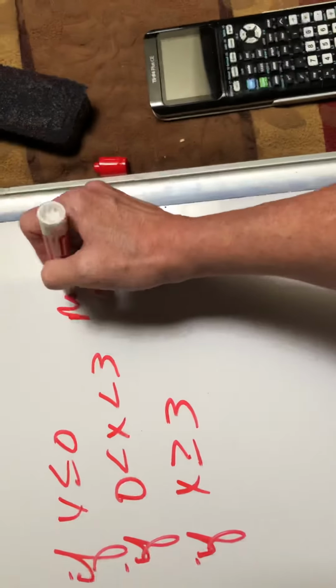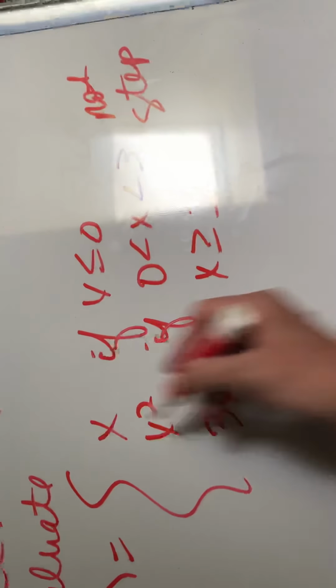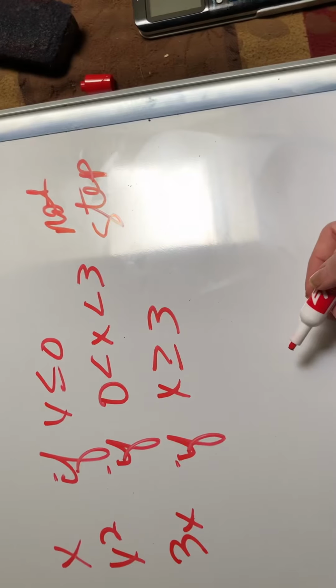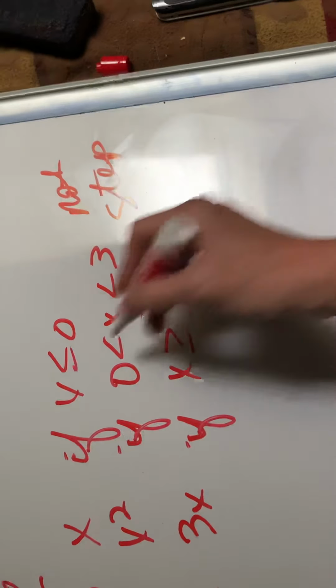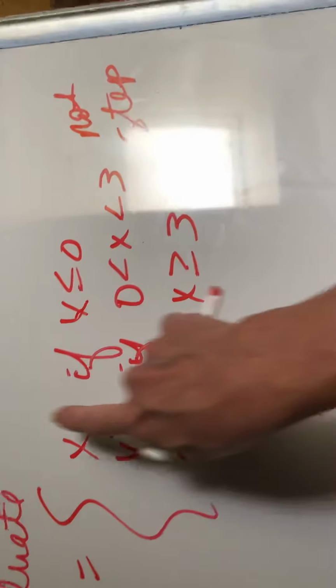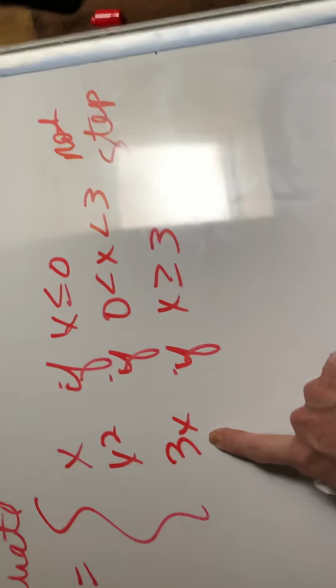Again, this is not a step function. This is not a step function because it's got variables here where your y is. If these are just plain numbers, then it's a step function. Okay? So it's real easy to identify whether it's a step function without graphing it. If there are variables, it's not a step function. If there aren't variables here, it is a step function.